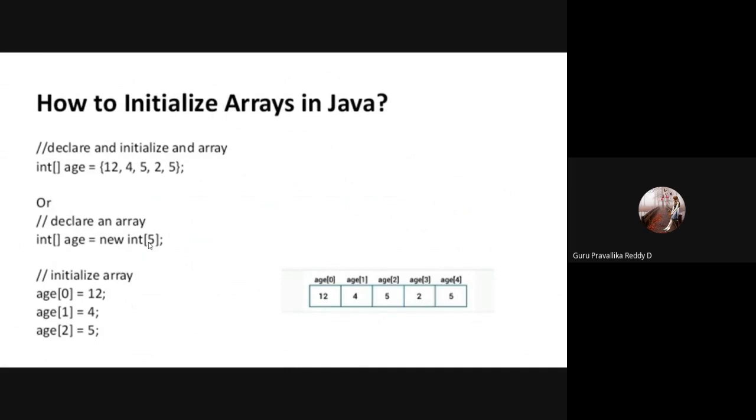How to initialize arrays in Java? First, we declare and initialize an array like this: data type, here int, and the name age. This is the initialization part. We declare it in this type: new int of 5. We also use this. There are different ways to initialize arrays in Java.